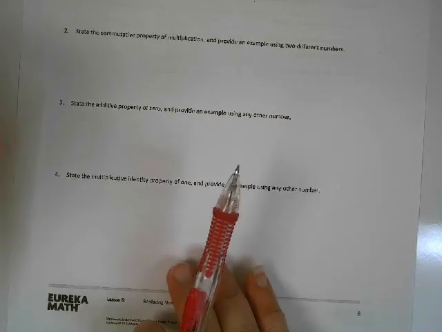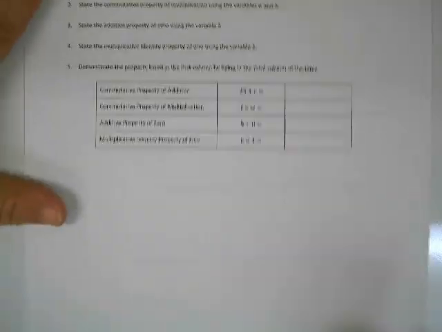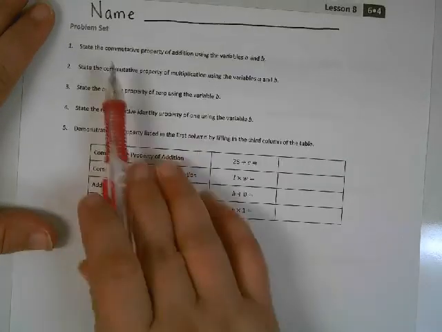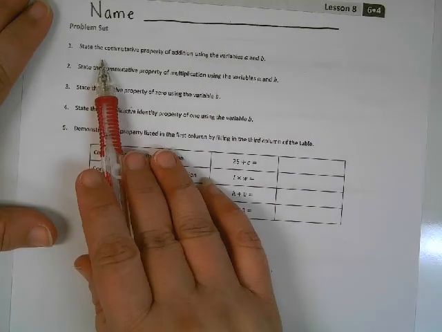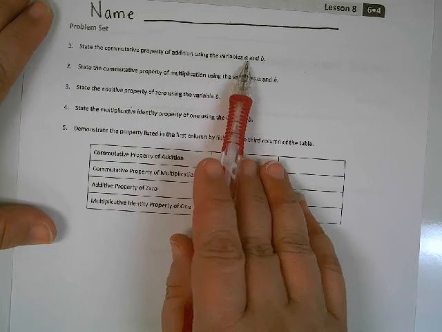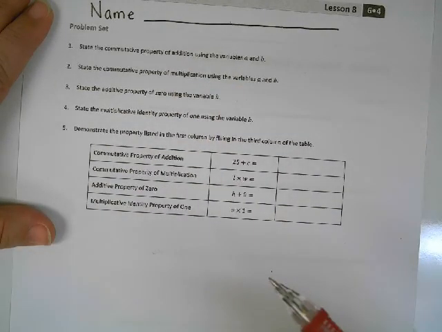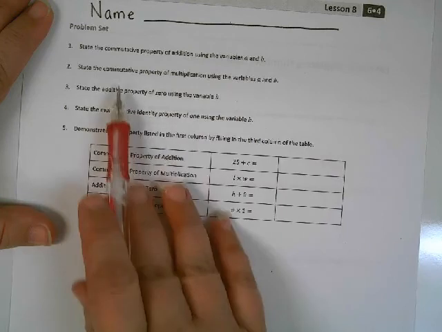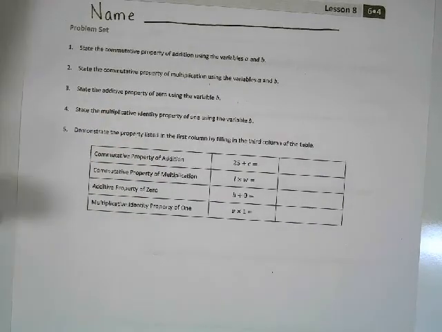So you're just going to write out the definition and give me examples of each one. Remember, we did that together in our notebook. And on the back, again, they're going to have you give the commutative property of addition using these variables, A and B. So how could you show the commutative property using A and B? For number 2, commutative property of multiplication using A and B. For number 3, state the additive property using the variable B. And number 4, state the multiplicative identity property using the variable B.